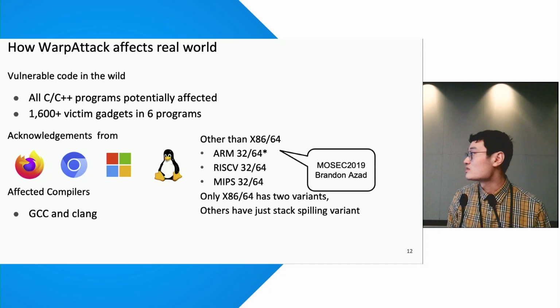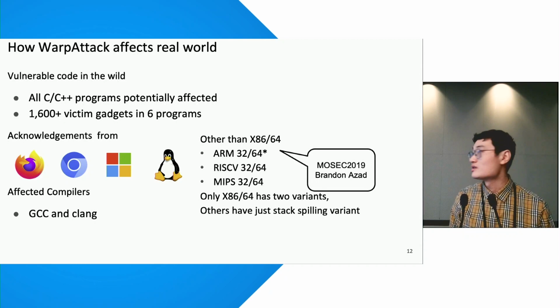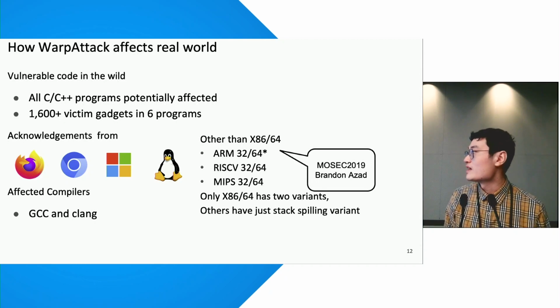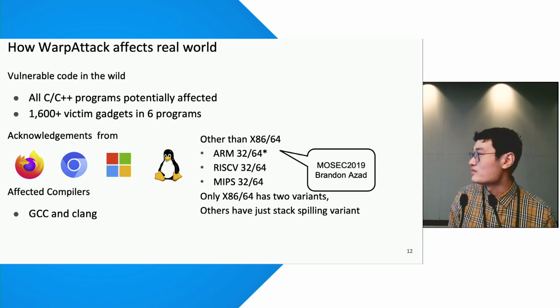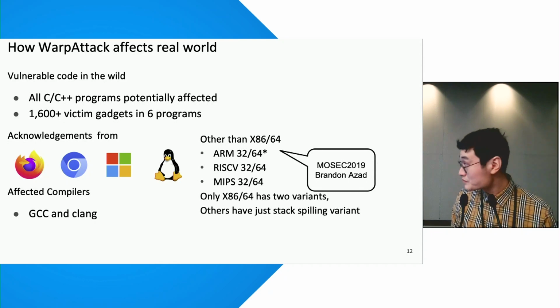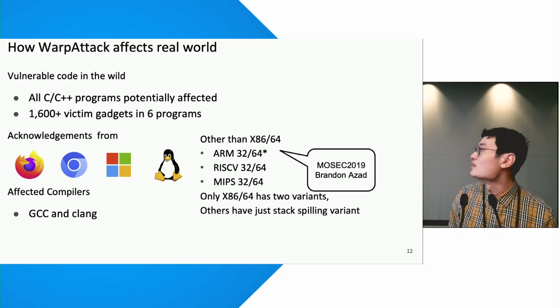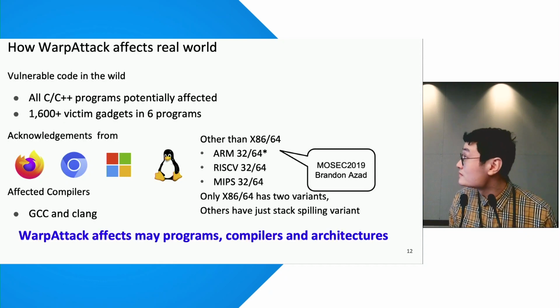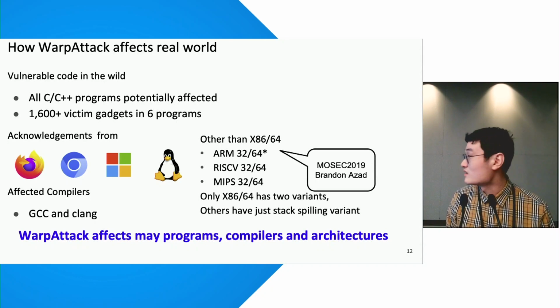Speaking of the architectures, although we built WarpAttack just on x86, we also tested compiler-introduced double fetches on other architectures, and we found ARM, RISC-V, and MIPS are also affected. Different from x86, where we have two variants of compiler-introduced double fetch gadgets, for other architectures we just found gadgets caused by stack spilling. In short, WarpAttack affects many programs, compilers, and architectures.